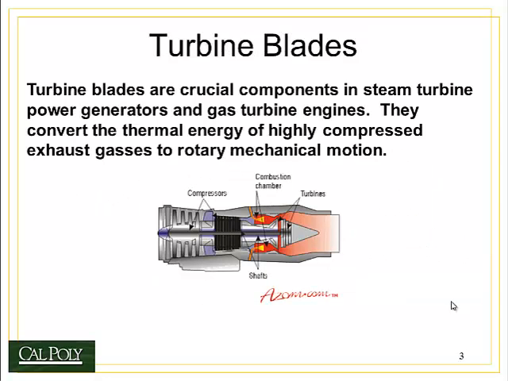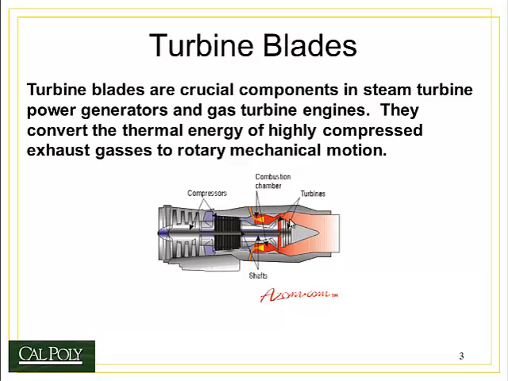Let's look at an application, and I want to start with an application of turbine blades. Turbine blades are found in what's called the turbine section of a typical jet engine. This is the turbine section back here, where the hot gases from combustion are passed by a series of blades which then extract that energy to drive the shaft, which then turns the compressor stages up in front of the engine.